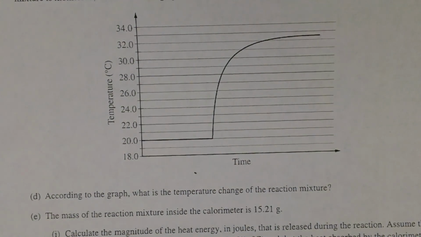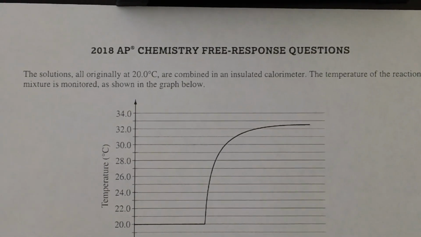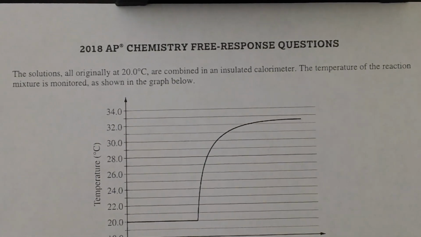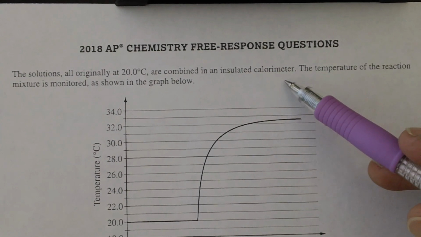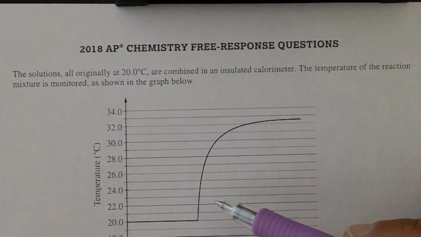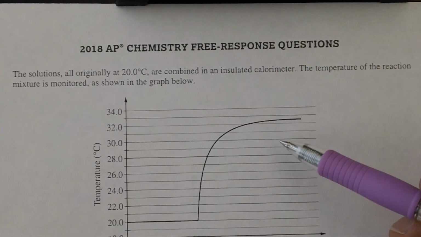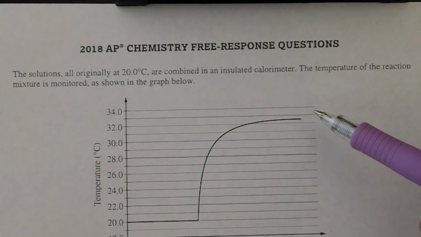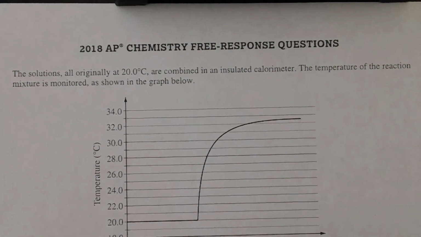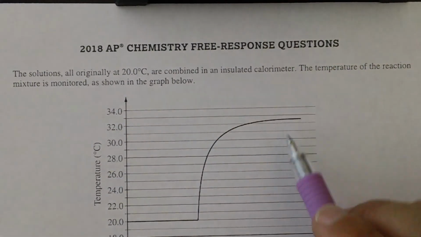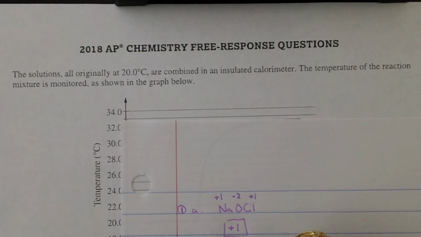On part D, they give you a little graph. It says all those solutions are mixed together. I think they're all aqueous in that reaction. We'll look again in a second. But all those solutions are combined in an insulated calorimeter. Temperature of the reaction is monitored to show the following. We started at 20 degrees Celsius. We went up to somewhere in between 32 and 33. If it's in between there, 32.5 is good. These guys are accurate to the 10th place, so your measurement needs to be accurate to the 10th place here as well.